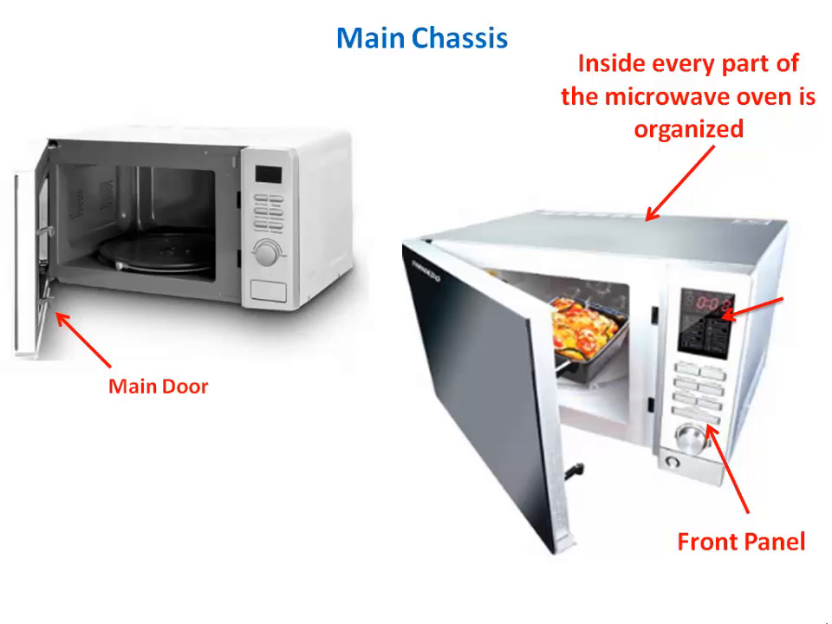In the front panel of the microwave oven, we have a timer to set the cooking time. In a microwave oven, at the end of the cooking time, the oven switches off by itself and the production of microwaves stops instantly.